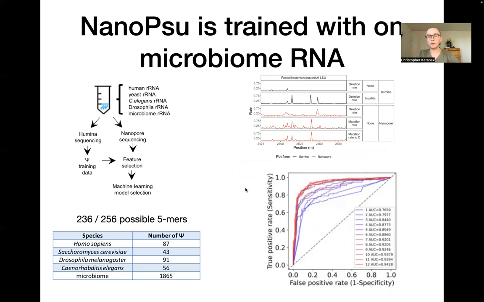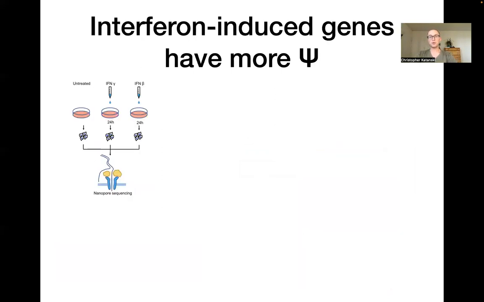So what about the interferon-related stuff? So the experimental setup looks like this. We have cells, and we either left them untreated, or we treated them with interferon gamma or beta. So these are central classic immune signaling molecules that elicit an antiviral, anti-foreign RNA response in cells. We let the cells sit for 24 hours, and then we collected RNA and sequenced it through the Nanopore.